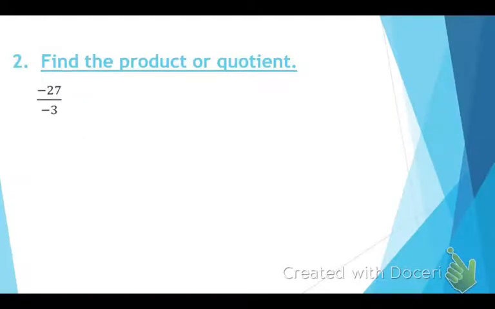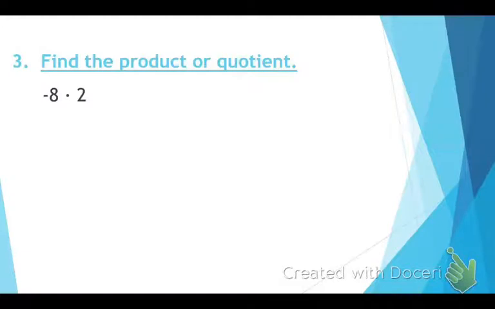We've got negative 27 divided by negative 3. Okay, for this one, I have 2 negative signs. That's an even amount of negative signs, which means my answer has to be positive. And how many times does 3 go into 27? Not 7. 9 times. So the correct answer would be 9.